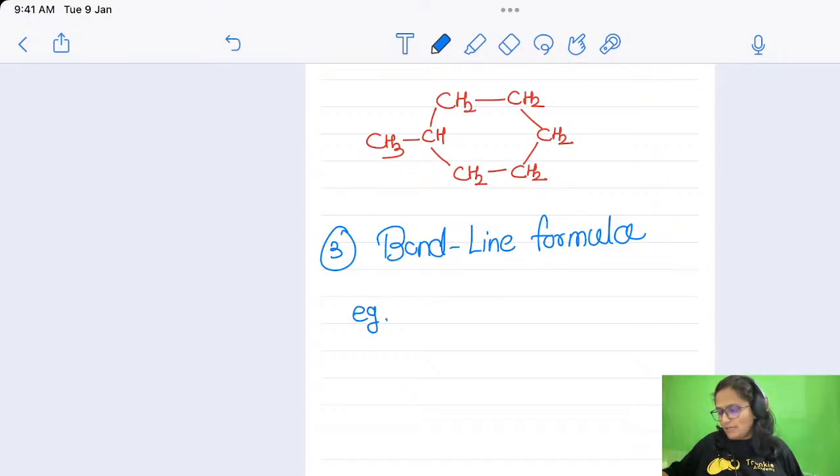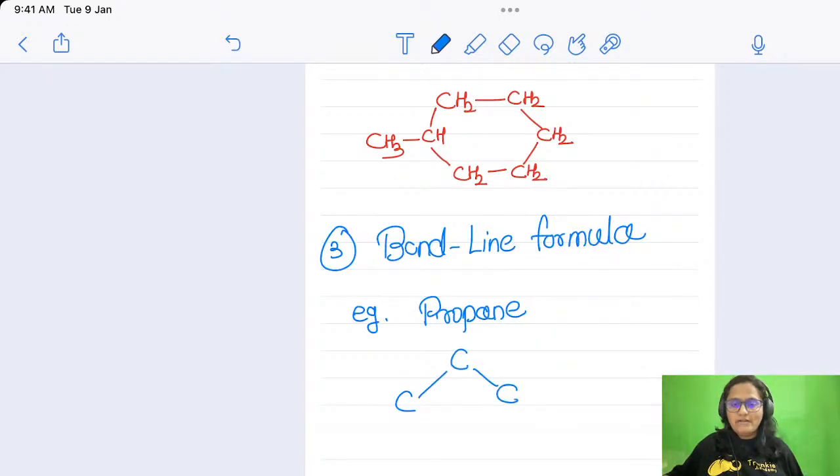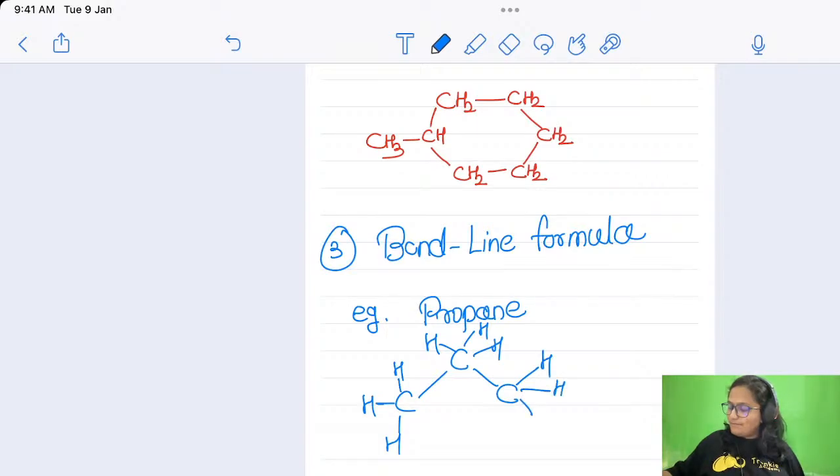So first of all I'll write about propane. Now what is the structure of propane? This is one carbon atom, another carbon, another carbon. In the case of bond line formula we are going to maintain this kind of coordinates, right? Then there will be 3 hydrogen atoms attached to this carbon, 3 hydrogen atoms attached to this carbon, and 3 hydrogen atoms attached to this carbon as well, right?